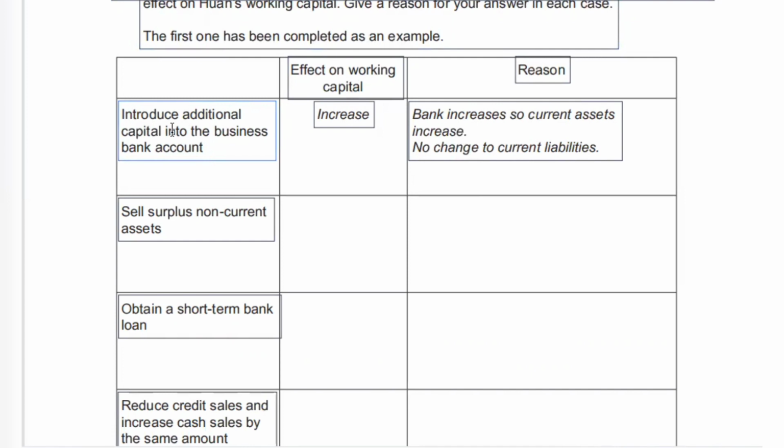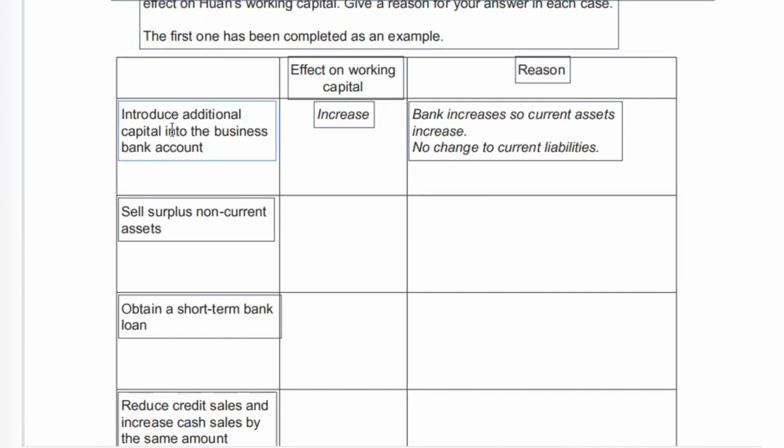So when capital will increase, there would be a credit entry. The bank took capital, so capital has increased. The reason is bank increases, so current assets increase. No change to current liability, as we are not owing any money to the bank or the creditors.